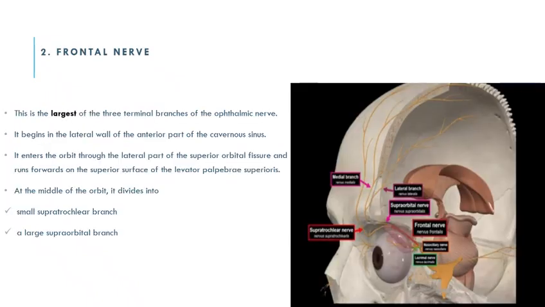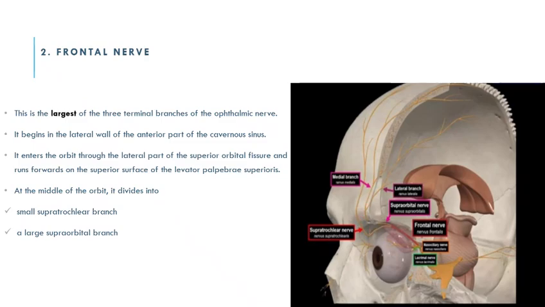Now the frontal nerve. This is the largest of the three terminal branches of the ophthalmic nerve. It begins on the lateral wall of the anterior part of the cavernous sinus. It enters the orbit through the lateral part of the superior orbital fissure and runs forward on the superior surface of the levator palpebrae superioris muscle. At the middle of the orbit, it divides into two branches, the supratrochlear and supraorbital branches. The supratrochlear is present medially and goes upwards. The supraorbital branch is present lateral to the supratrochlear and passes upwards and divides into medial and lateral branches.